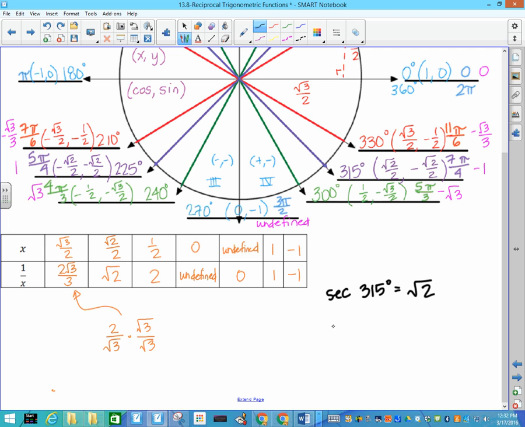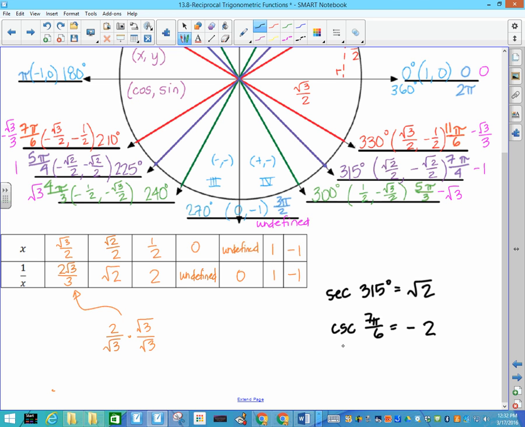So if I ask you for the cosecant of 7 pi over 6, you're going to go find 7 pi over 6, which is right here. Cosecant is 1 over the sine. My sine is negative 1/2, so the reciprocal of that is going to be negative 2. Because the number is going to change, the sign's not going to. The negative carries with it, as we saw right here.